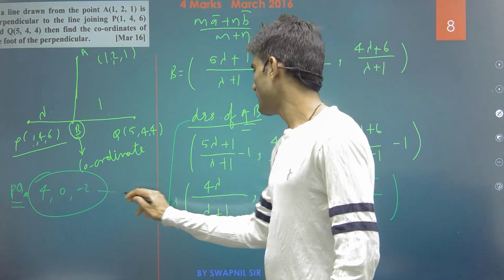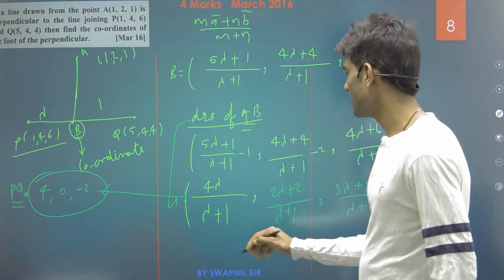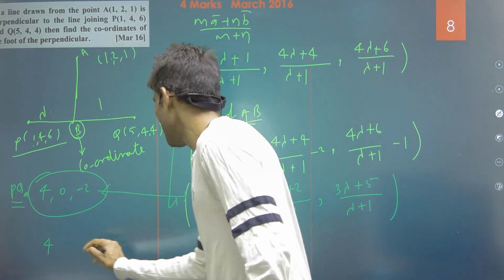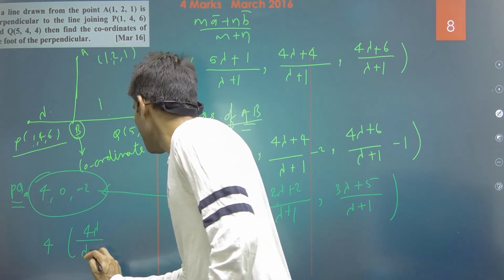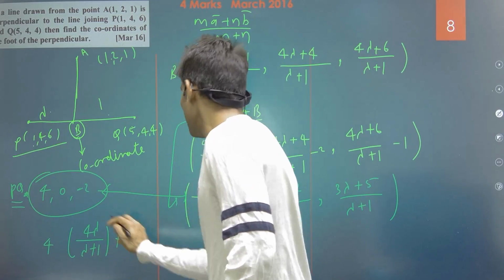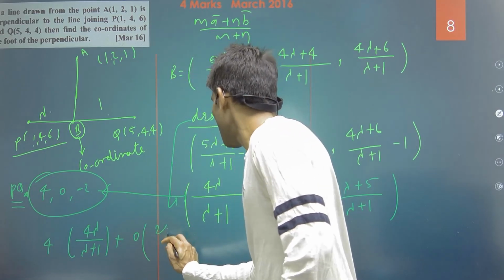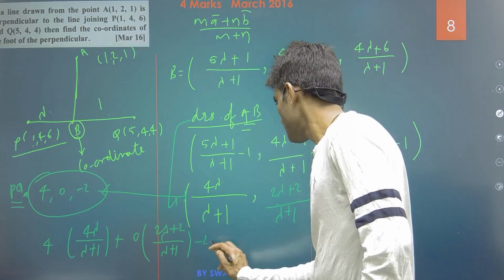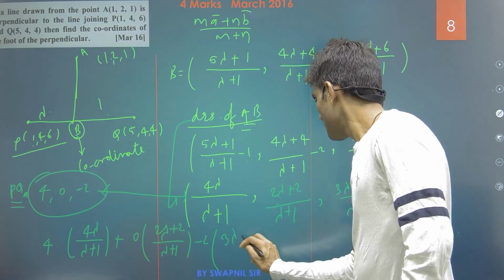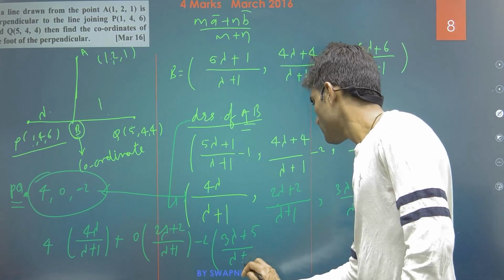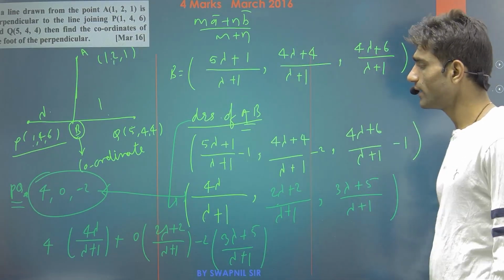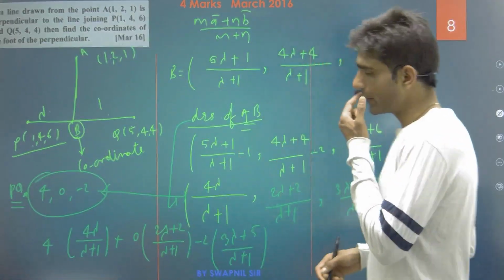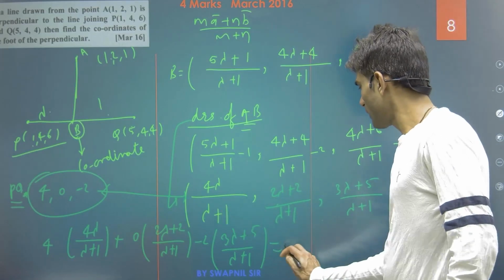So write down the linear combination for these two. We can write the linear combination as 4 times the first vertex, 4 lambda upon lambda plus 1, plus 0 times the second vertex, (2 lambda plus 2) upon (lambda plus 1), and minus 2 times the third vertex, (3 lambda plus 5) upon (lambda plus 1). Go for finding the calculation, and after that you will get the value.